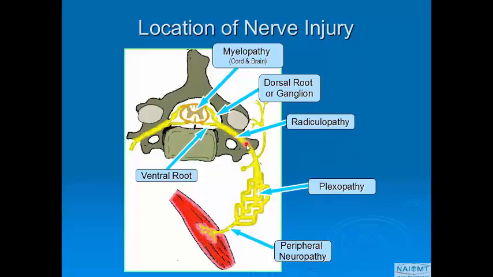The majority of the cervical and lumbar nerve roots enter into plexes prior to them becoming peripheral nerves. In these plexes, they mix and match with adjacent root levels, and if a plexopathy occurs, it will be a mixed pattern, something in between a radiculopathy and a peripheral neuropathy.